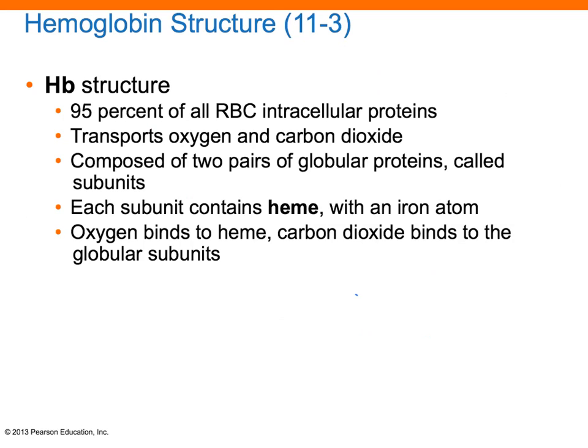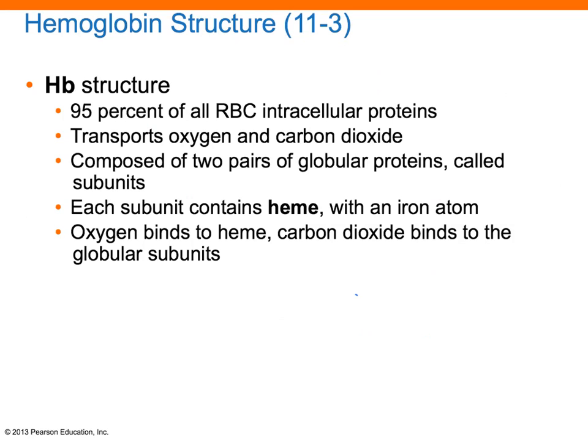Okay, so now let's move on to hemoglobin. Each red blood cell is about a third hemoglobin by volume. And this is what makes the blood red. Red blood cells are filled with this hemoglobin, which is like an oxygen and carbon dioxide shuttle bus. So hemoglobin transports oxygen around the body, and it also picks up carbon dioxide and takes it to the lungs so that it can be removed.